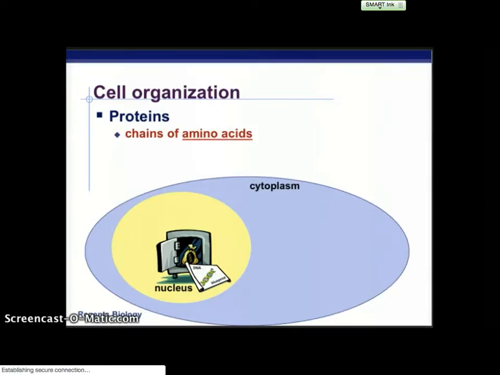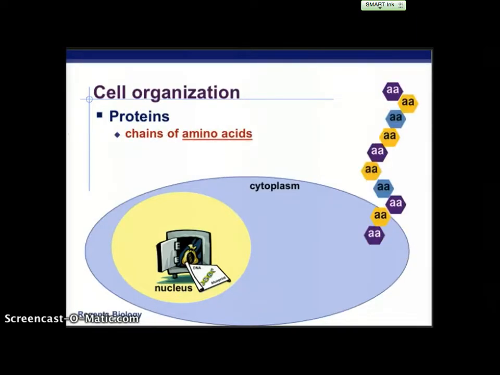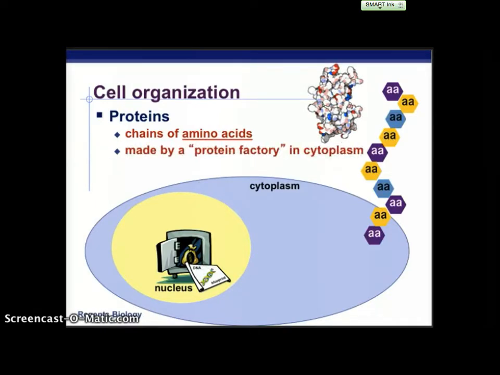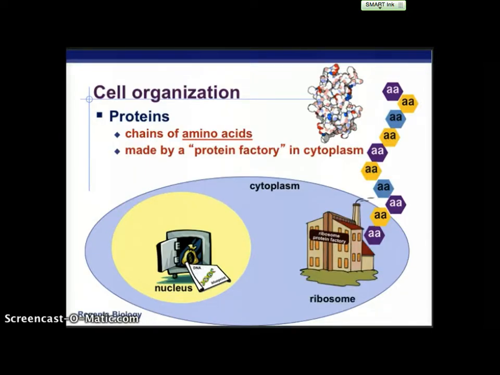Proteins are chains of amino acids. So we have here some amino acids that are joined together. They are folded together to form functional shapes, whether that be an enzyme with an active site or just a structural protein that makes up a part of our body. And they're made by a protein factory, if you will, in the cytoplasm. And we call this the ribosome. So the protein factory are the ribosomes.